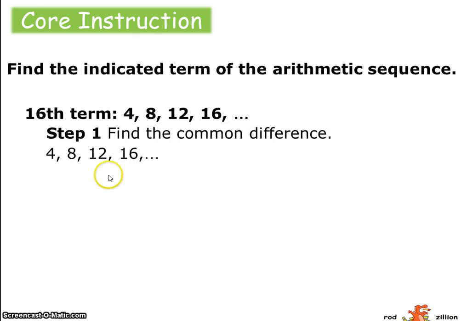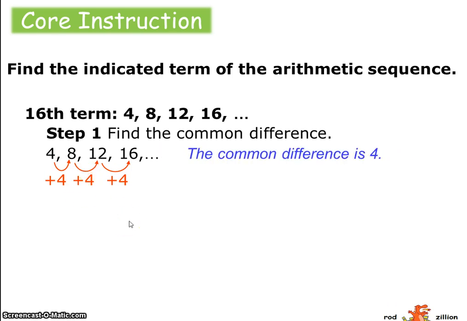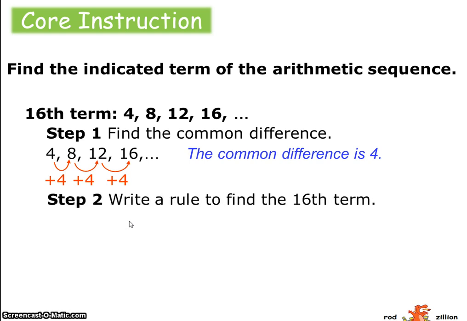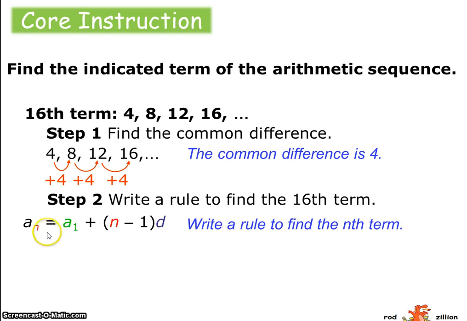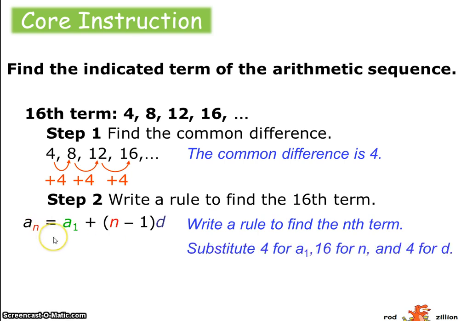So we're going to find the common difference of these numbers given, and then we're going to find the 16th term. Now to go from 4 to 8, and 8 to 12, and 12 to 16, of course I'm adding 4 each time. So that's my common difference. And I'm going to try to write a rule to find the 16th term. So I want to find a sub n when n is 16.